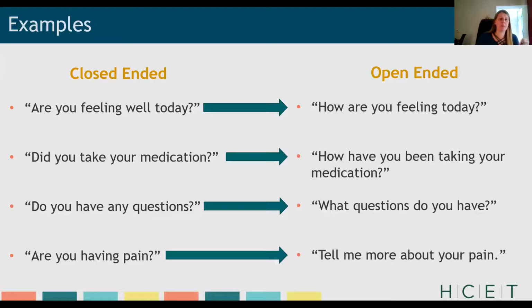So the example would be, are you feeling well today? Versus, how are you feeling today? With one, I could easily say, no, I'm not feeling well. Versus, how are you feeling today? Oh, I'm not feeling very well. I've had this really bad headache and so on. Okay, so two very different things. One's going to facilitate a conversation. One's going to stop it in its tracks.